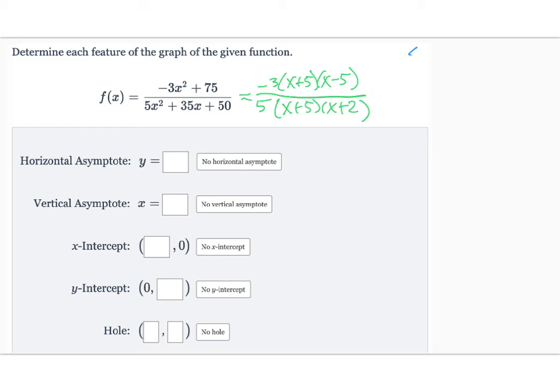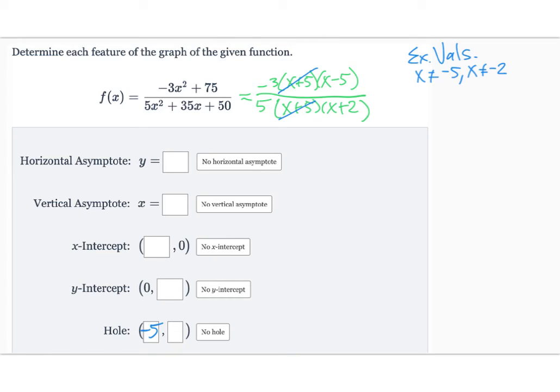My excluded values, I'm going to call x vals, are going to be x cannot equal negative 5 and x cannot equal negative 2. Now I'm going to cancel some stuff out. And this makes it a lot easier for me to work with. My hole in the graph is going to be caused by x equals negative 5.